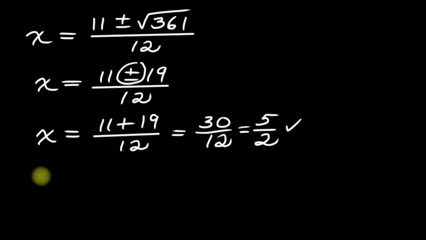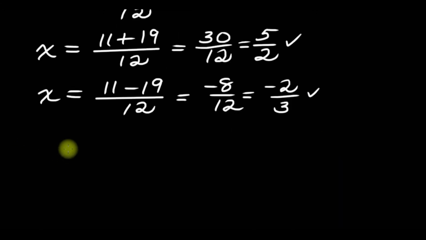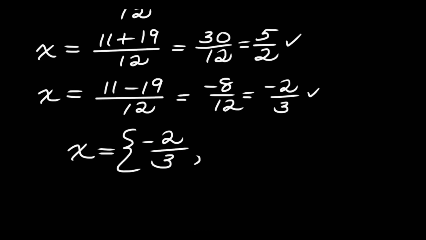The other one is going to be 11 minus 19, and that's going to be all over 12. So 11 minus 19 is negative 8 over 12, and then we're going to reduce it. The greatest common factor here is 4, so this is going to give you negative 2 over 3. So your two solutions are negative 2 over 3 and positive 5 over 2. Those are your two solutions, and that's how you solve by using the quadratic formula.